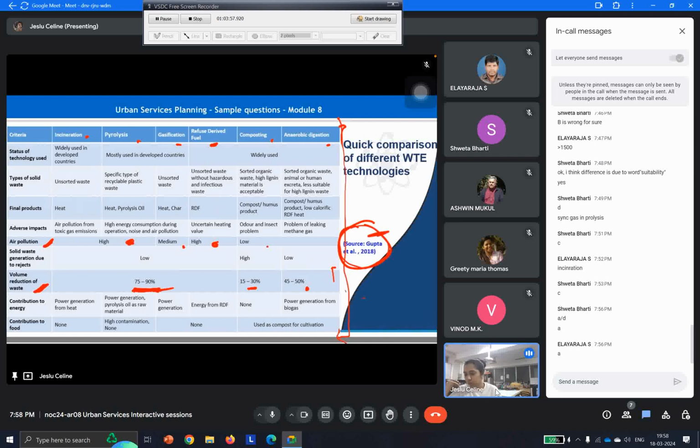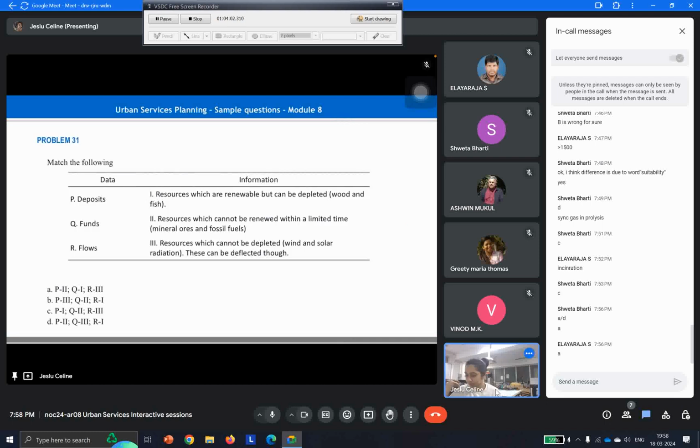Right. So let's proceed on to the next question. Match the following. We have already discussed this. I think we can just skip this question, or very quickly we can answer. Deposits are which cannot be renewed. Funds are which are renewable. Flows are which cannot be depleted. Yeah. So let's proceed on. Yeah, option A is the answer for this.